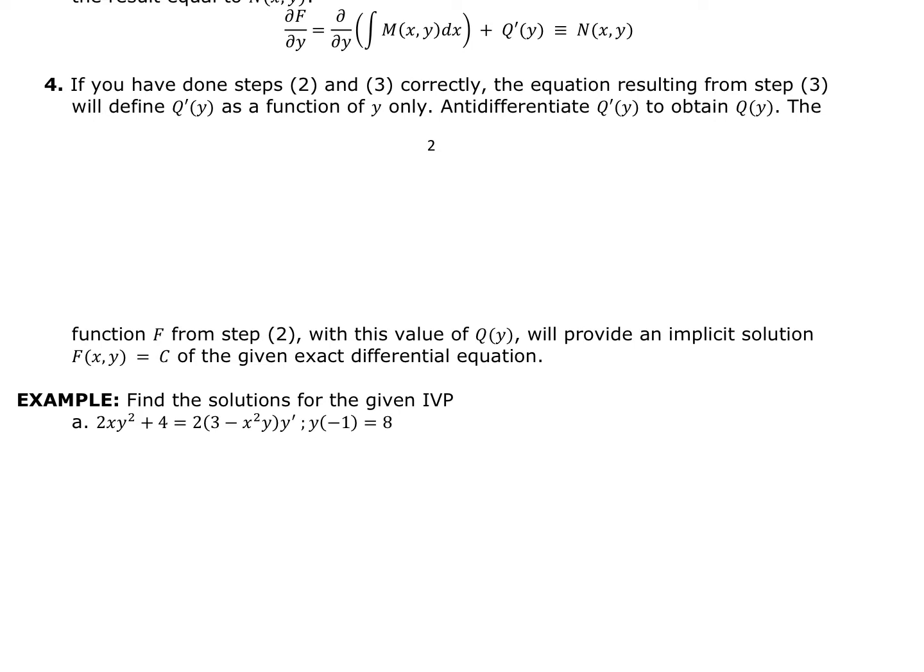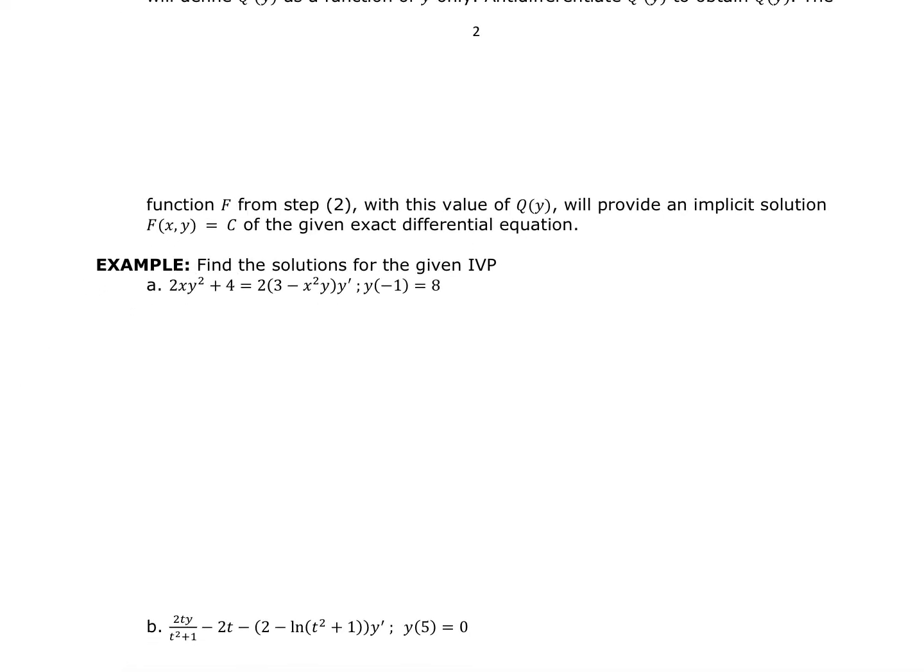So let's find the solutions given the initial value problem. IVP is initial value problem. So the first thing we're going to want to do is write this equation and set it equal to 0. So I'm going to rewrite this as 2xy squared plus 4 minus 2, 3 minus x squared y prime is equal to 0. So that is the first thing I'm going to do.